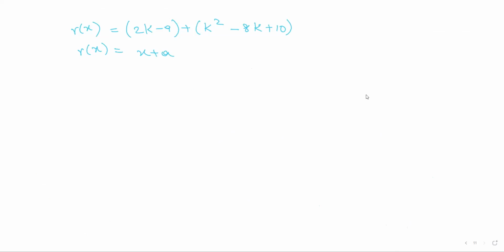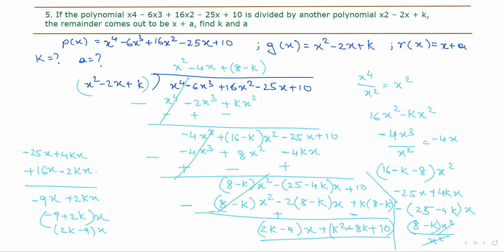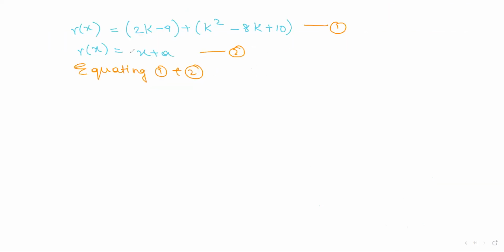Now what you'll do is you'll equate both of them. This is your first equation, this is your second equation, equating 1 and 2. I forgot to write x. There's an x over here. The coefficient of x over here is 2k minus 9, or I'm writing the whole term. That term is equal to the x term.